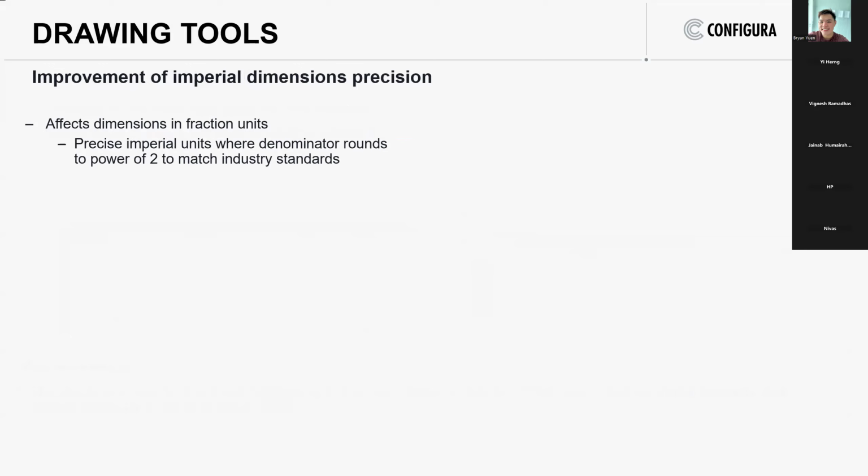Okay, moving on, we're going to be looking at drawing tools. Now, this is the improvement of imperial dimensions, and it is now more precise to the industry standards. Basically, we've improved this, and this only affects dimensions in fraction units. It is now more precise where the denominator rounds to the power of 2. This is to better match industry standards of imperial dimensions.